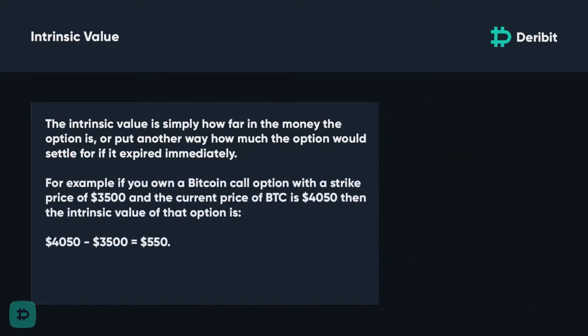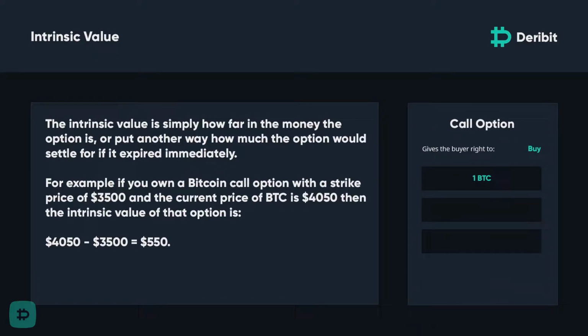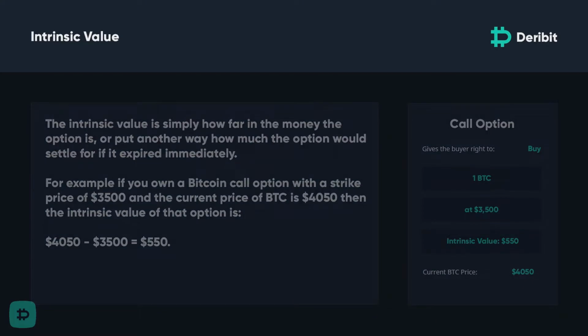For example, if you own a Bitcoin call option with a strike price of $3,500 and the current price of BTC is $4,050, then the intrinsic value of that option is $4,050 minus $3,500, or $550. This would be paid in Bitcoin at that moment, or 0.13584 BTC minus fees.